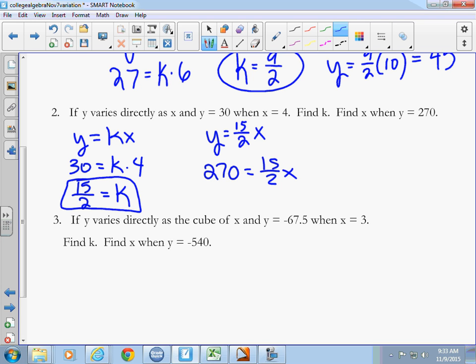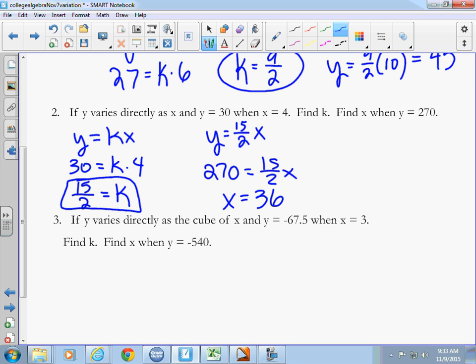And then how will I get x by itself? Divide by 15 over 2, or you could multiply by 2 over 15 either way. So divide by 15 over 2 or by 7 and a half. And what do you get? 36. So that's the basics of direct variation.